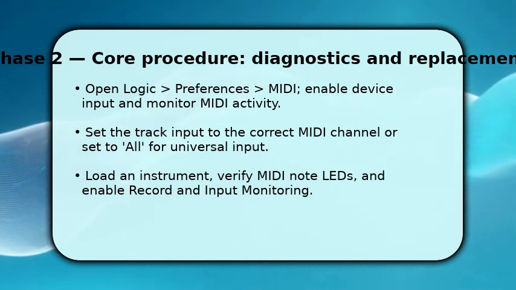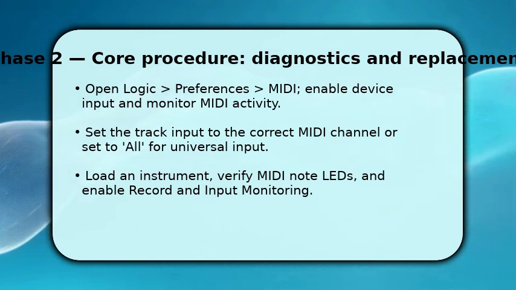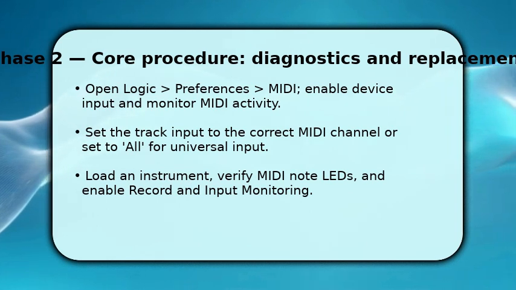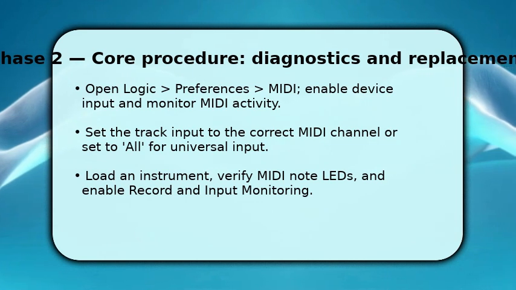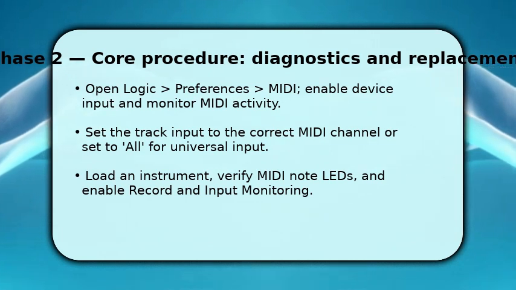Load the desired software instrument and check the Midi activity meters and the instrument's note LEDs. These visual cues confirm that notes travel from keyboard to plugin. Make sure input monitoring and the track's record enable are on so you hear and record immediately.